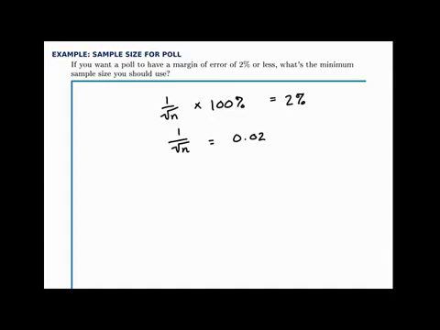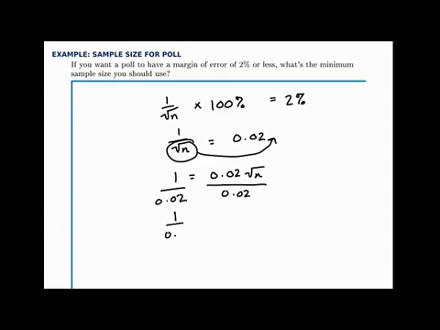Now we need to solve for n, and it takes a little bit of algebra to do so. There are a few ways to approach this. One, if we want to get n by itself, we could move it out of the denominator by multiplying it on both sides. So if we multiply it over there, we get 1 equals 0.02 times the square root of n. And then, again, we're trying to get this part by itself, so we'll divide both sides by 0.02, which gives us 1 over 0.02 equals the square root of n.